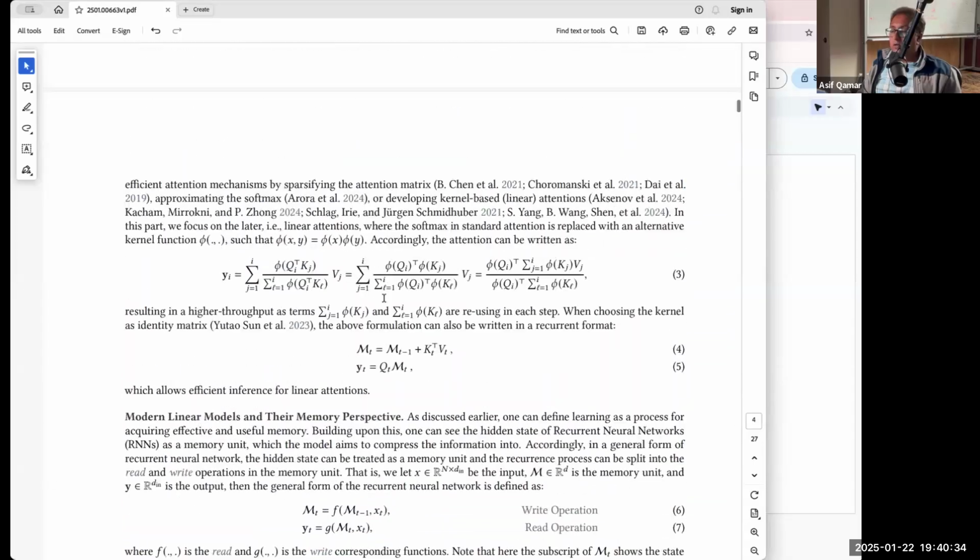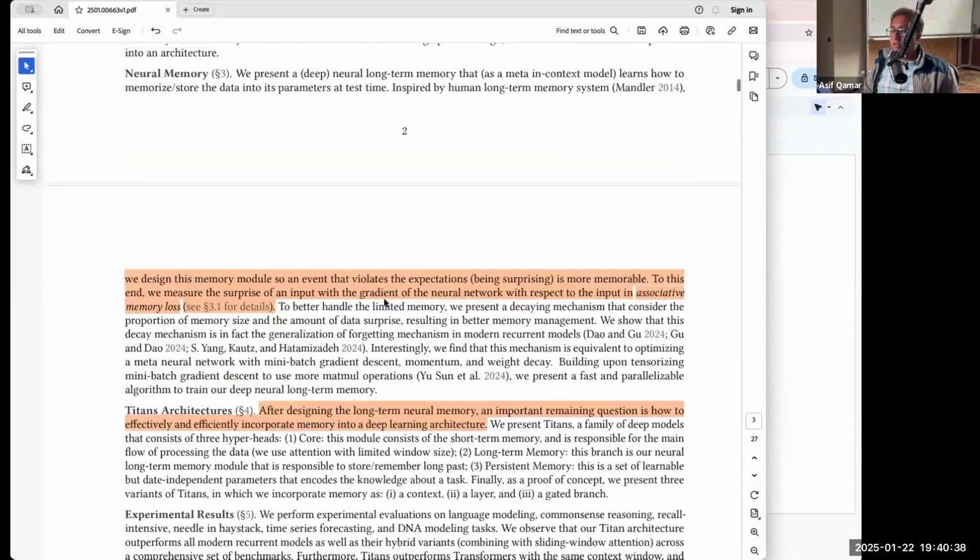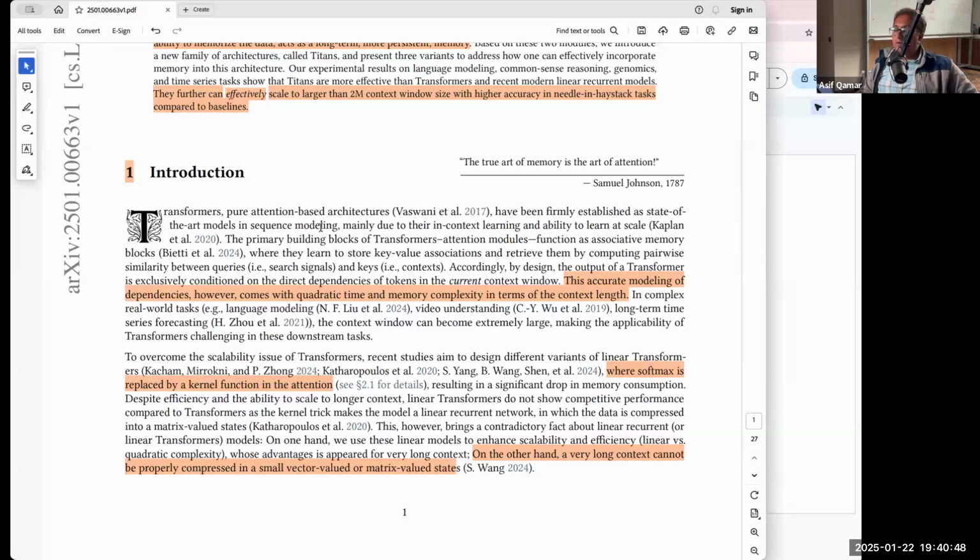So now we are still in the introduction. If you look at this paper, I'm just going through it one by one. The primary building blocks of the transformers, attention modules, function as associative memory blocks, where they learn to store key-value associations and retrieve them by computing the pairwise similarity. Okay, so we have not gone to this yet. So this is a transformer. They are explaining what's going on inside the transformer.